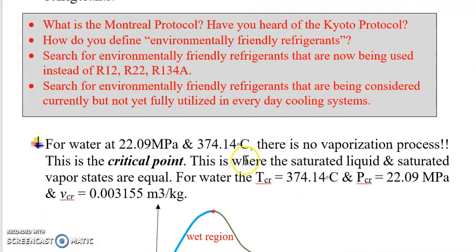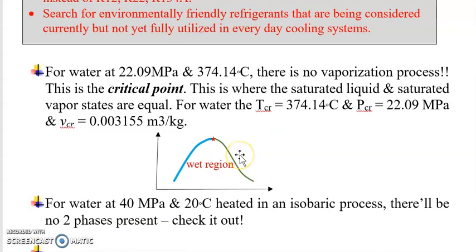Now, for water at 22.09 megapascal and 374.14 degrees C, there is no vaporization process. This is the critical point. This is where the saturated liquid and saturated vapor states are equal. For water, it occurs at 374.14 degrees C and about 22.09 megapascal.